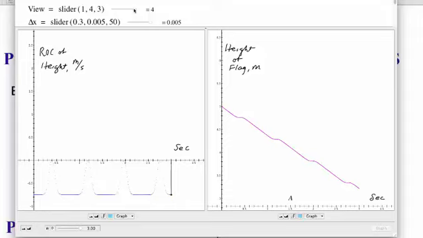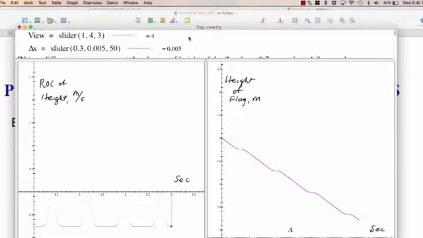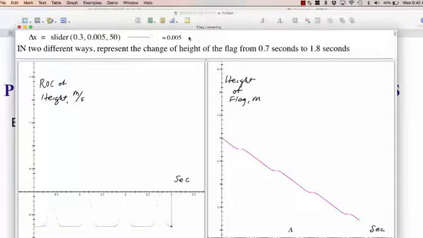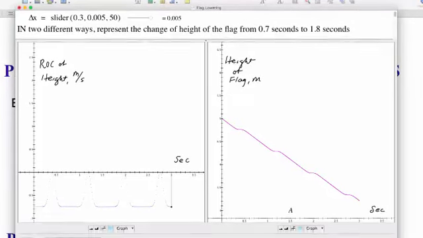Okay, so now we have the rate. Our independent variable here is time in seconds. That's both x-axes. On the left, we're showing the rate, and on the right, we're showing the resulting height of the flag if it descends according to that rate profile or rate function. All right, so now I have a question. In two different ways, represent the change in height of the flag from 0.7 to 1.8 seconds. One way is going to relate to the graph on the left. Another way is going to relate to the graph on the right.